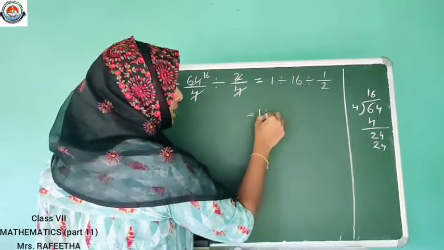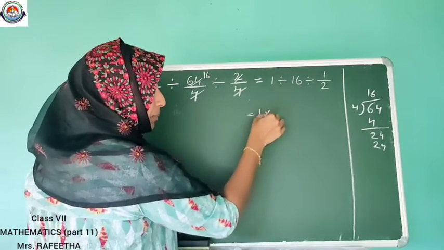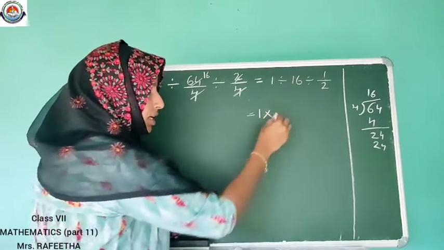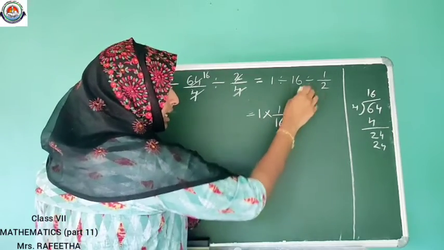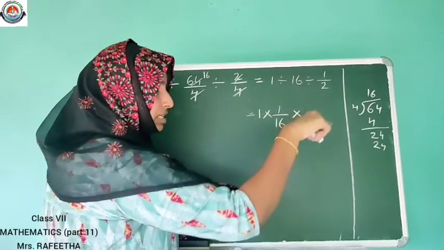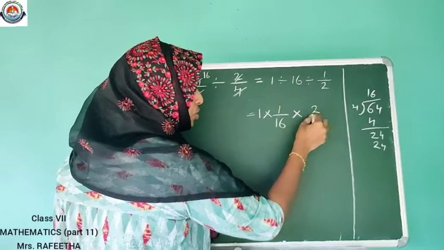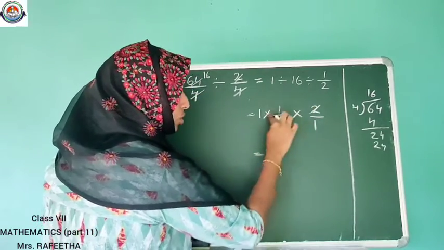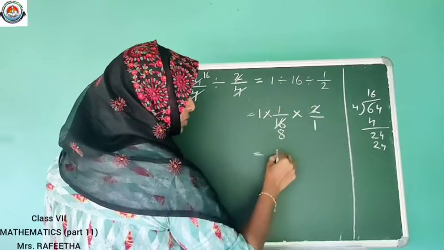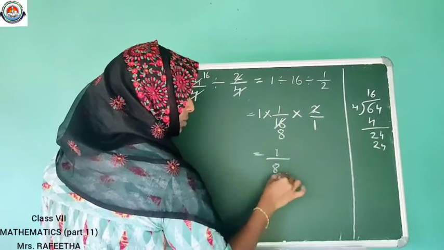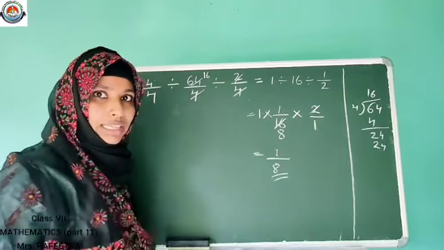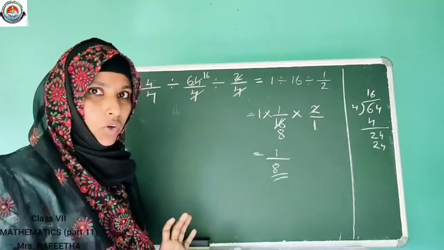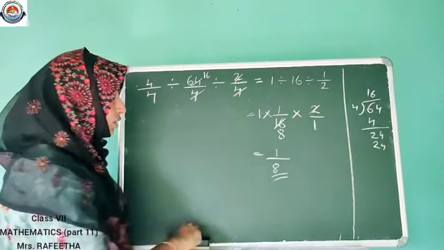That is 1 divided by 16. Instead of division, multiplication. Reciprocal of 16 is 1 by 16. Instead of division, multiplication. Reciprocal of 1 by 2 is 2 by 1. That is, 2 and 16 we can cut and write it as 8. So 1 into 1 into 1, that is 1. 8 into 1, that is 8. So 1 by 8 will be the answer. The same answer we got in the previous case also. Okay. So next question.